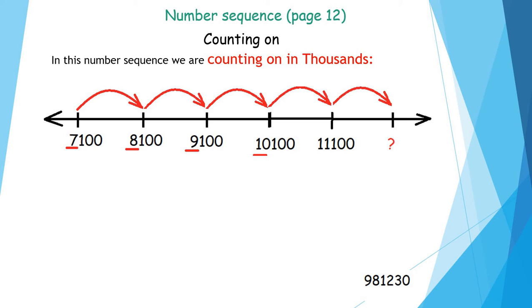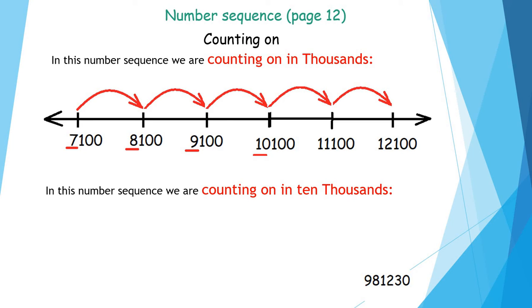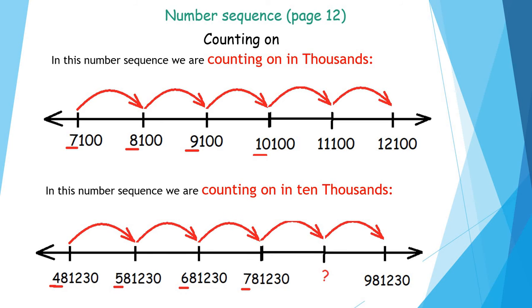Can you tell me what is next? It's 12,000. Excellent. So the next number can be the 12,100. Perfect. Let's see another sequence. We are counting on again in 10,000. Okay, 10,000. So the changing place is the 10,000. Sorry, I forgot here to erase the last number, so you can guess it yourself.